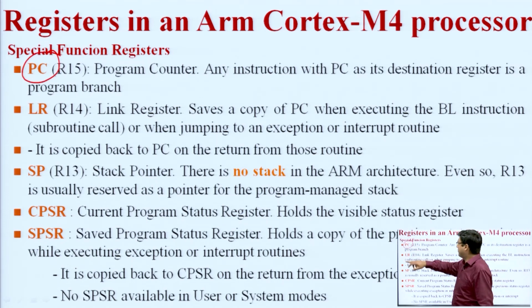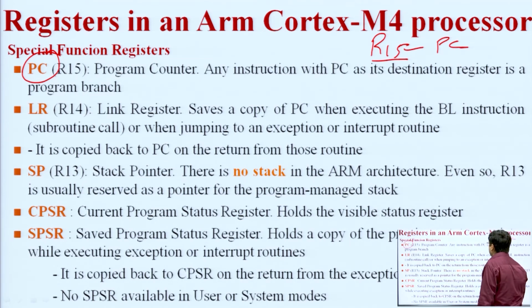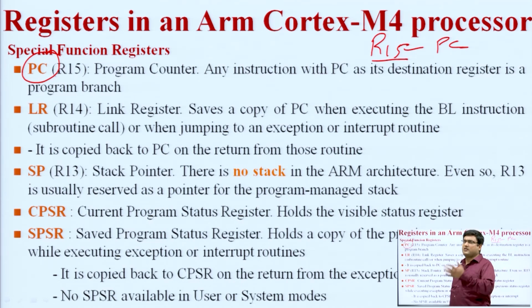Program counter. R15 is dedicated to the program counter. The program counter is basically used to point out the address of the next instruction to be executed by the processor. If we are doing programming, and at a particular step you want to execute the next instruction, its address is pointed out by the program counter.